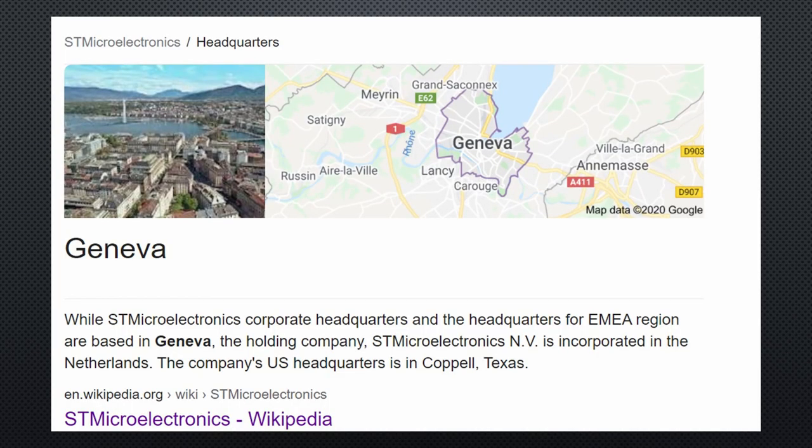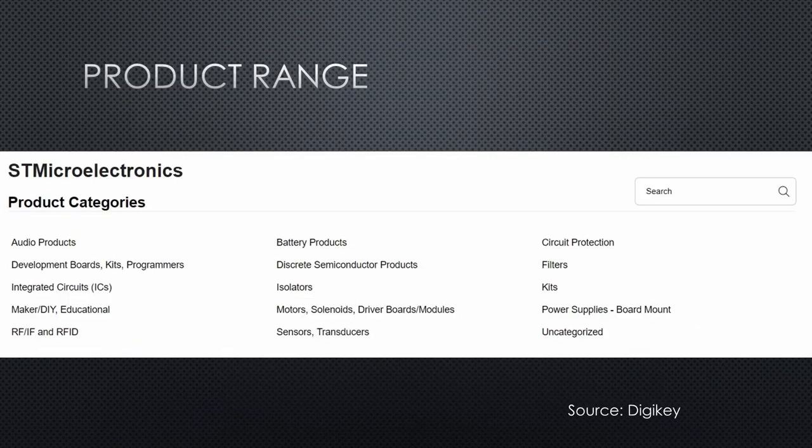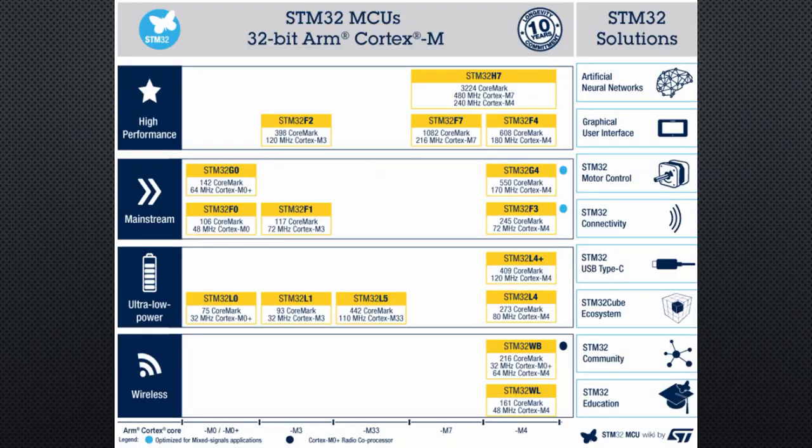ST Microelectronics is headquartered in Switzerland. They create a lot of stuff. Today we are only interested in their 32-bit microprocessor units, starting with the five letters STM32. All of them are faster and more capable than the Arduino Uno or the Mega, by the way. They segment their range in ultra-low power, mainstream, high performance and wireless.